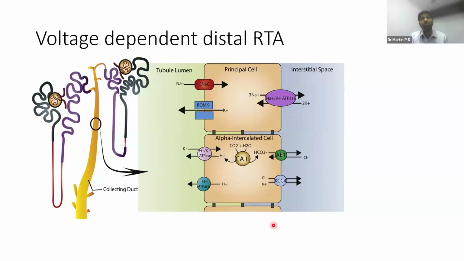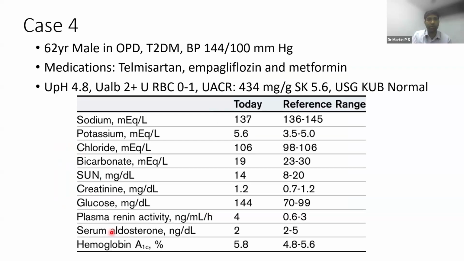And this diagnosis can be easily clinched with a simple ultrasound of the KUB, which would show you features of obstruction like hydronephrosis or a stone or bilateral obstruction like that. And most patients will be having some abdominal pain. So in this particular patient, the USG KUB was completely normal. And above all, the urine pH is actually less. So yeah, this cannot be possible in a voltage-dependent distal RTA.